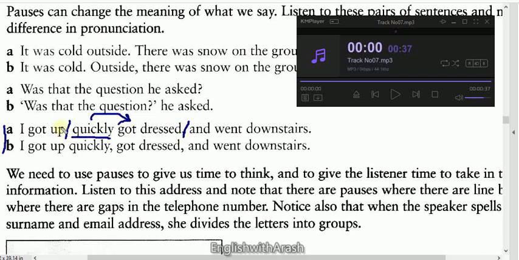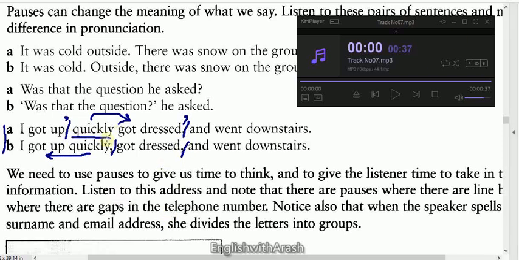I got up, you have a comma here actually. You have another comma here. I got up, quickly got dressed, and went downstairs. You can also put the comma here. So you say, I got up quickly. So quickly is here, it's for got up. I got up quickly, got dressed, and went downstairs. Then there's another comma here.